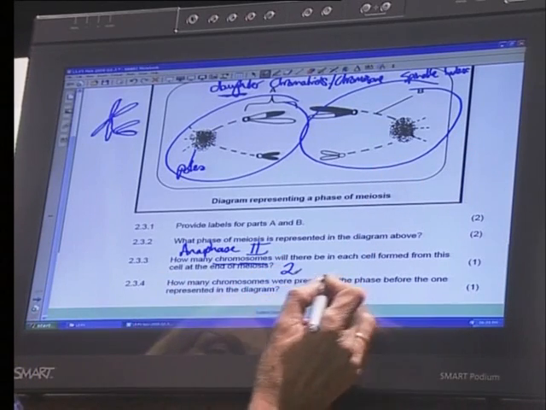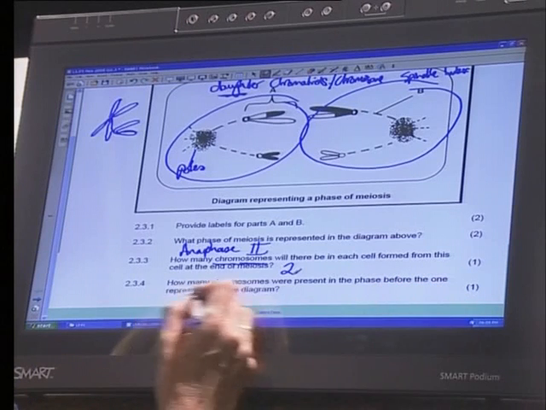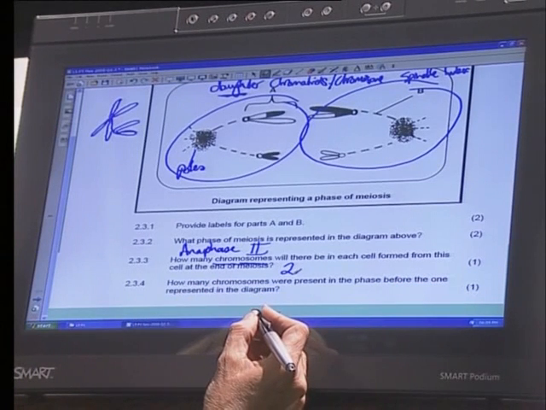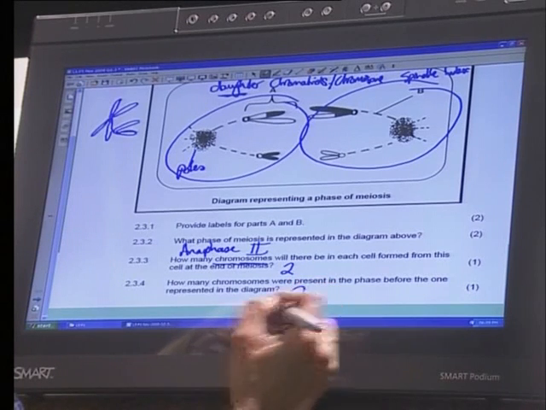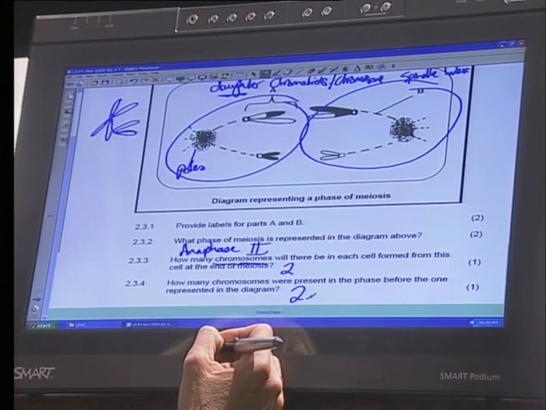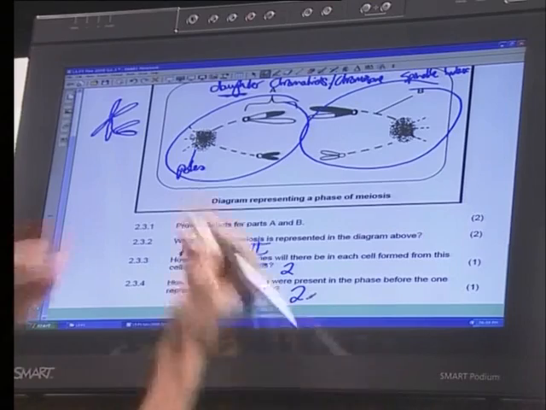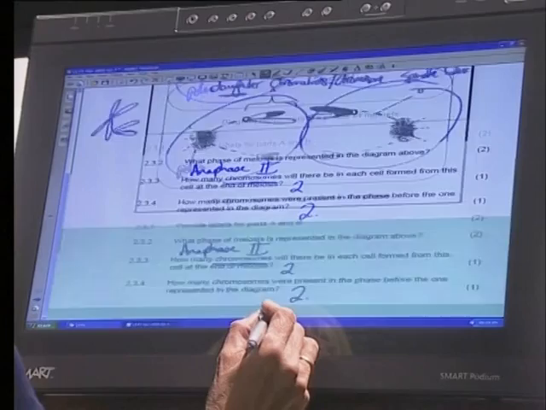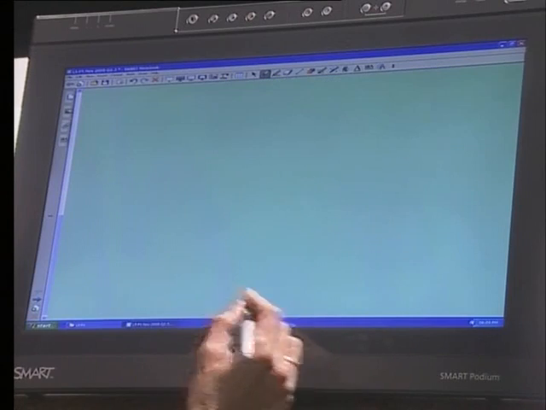How many chromosomes are present in the phase before the one represented in this diagram? There were 2 as well. Okay. How's this hard? No, just the sketch confuses me a bit. Okay, Amabella, look here. Let's do it this way.